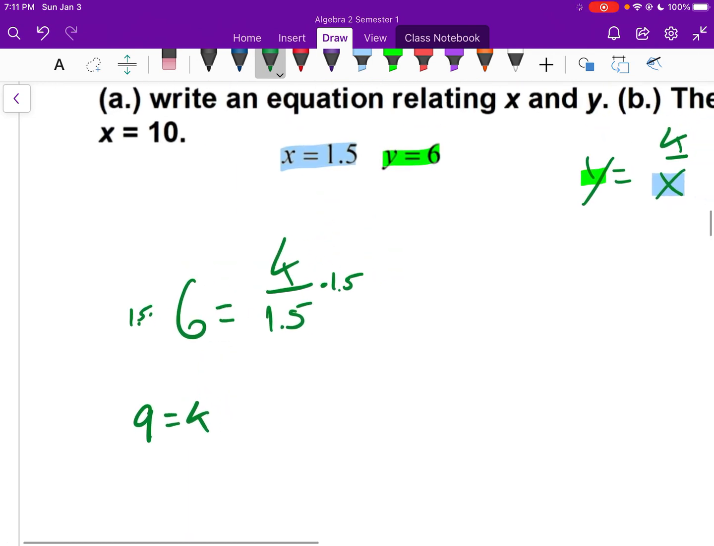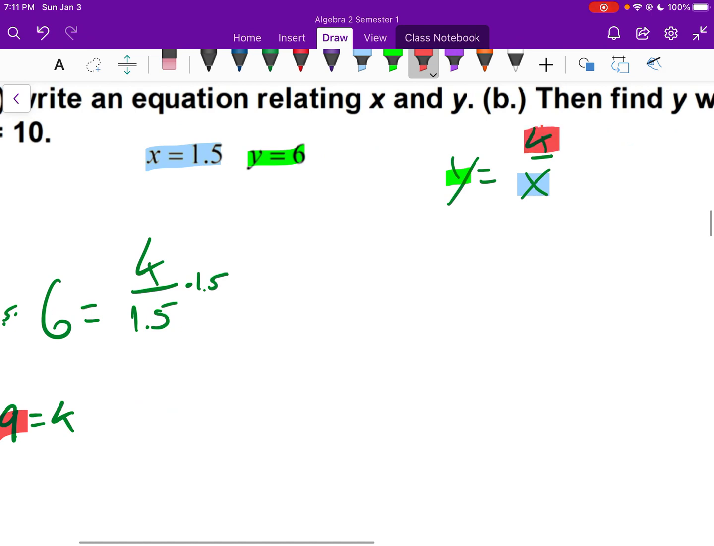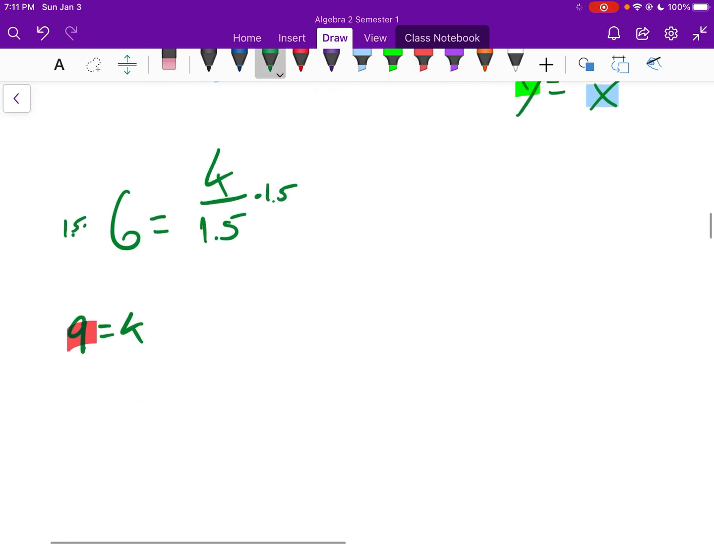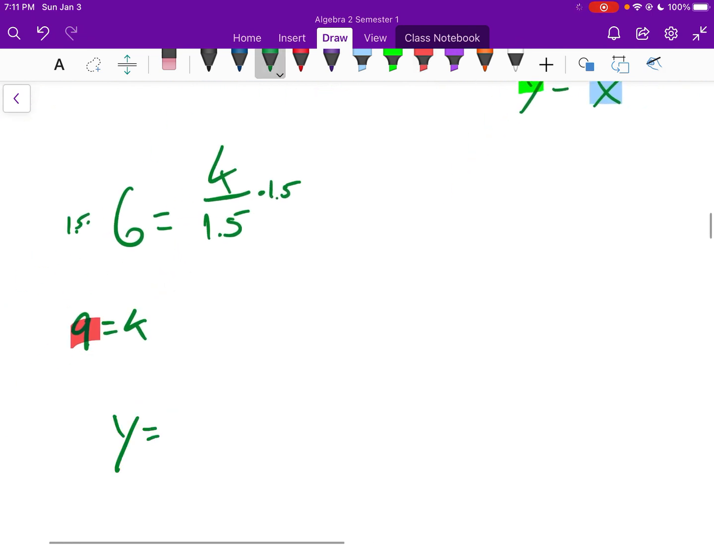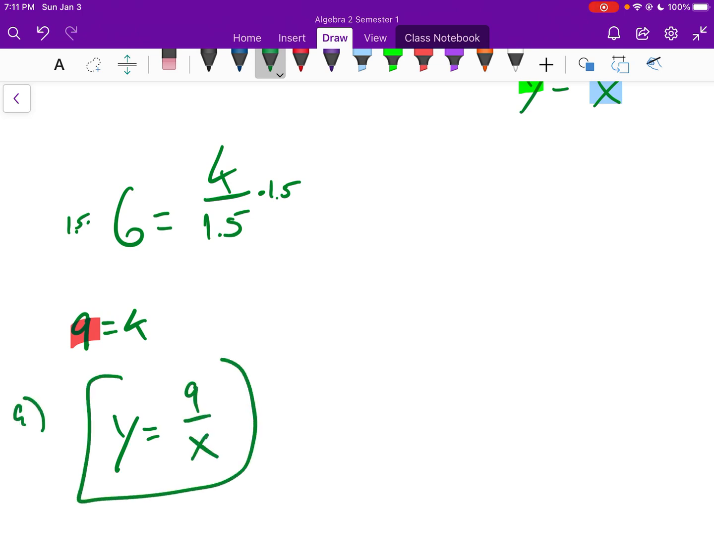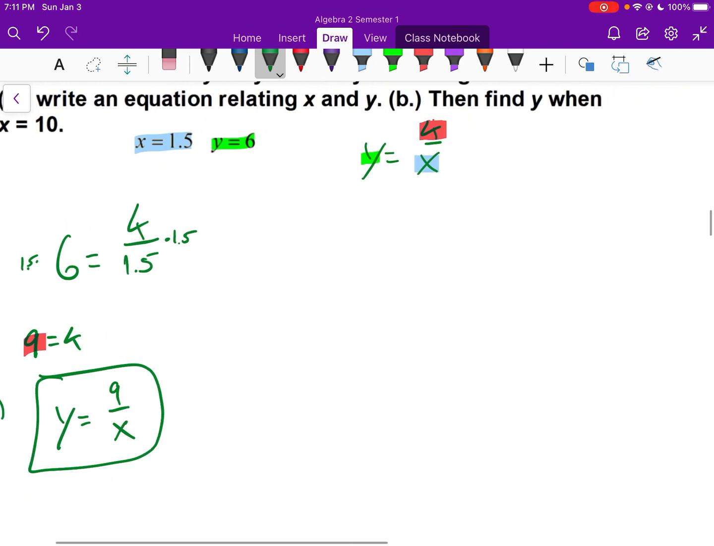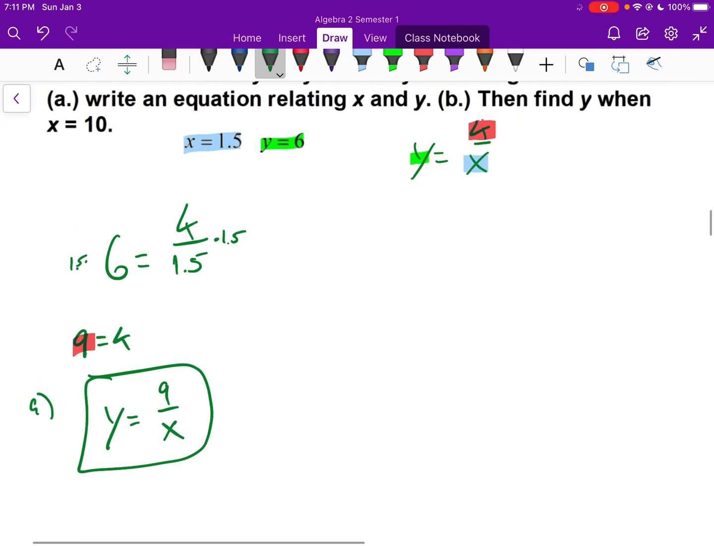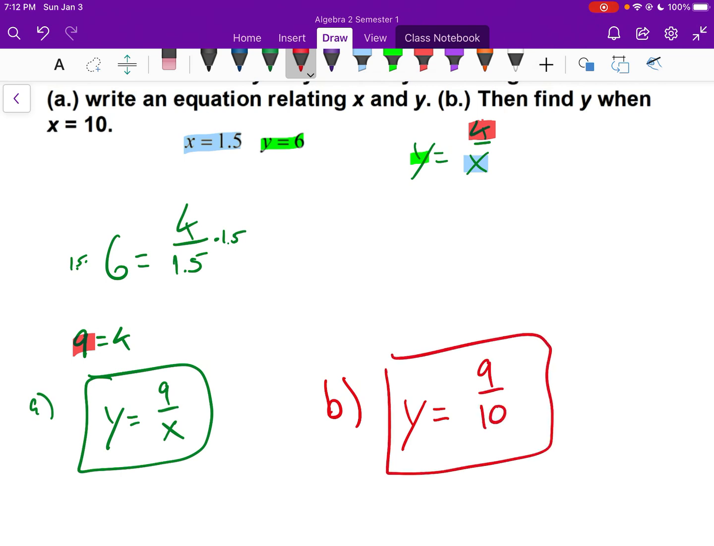And then finally, taking that constant and plugging it in. Okay, so our equation in this case will be y is equal to 9 over x. So that is our answer for A. Now, part B, find y when x is equal to 10. We're going to take 10 and plug it into x. So y is equal to 9 over 10. There's no simplifying to do, so y is equal to 9/10.